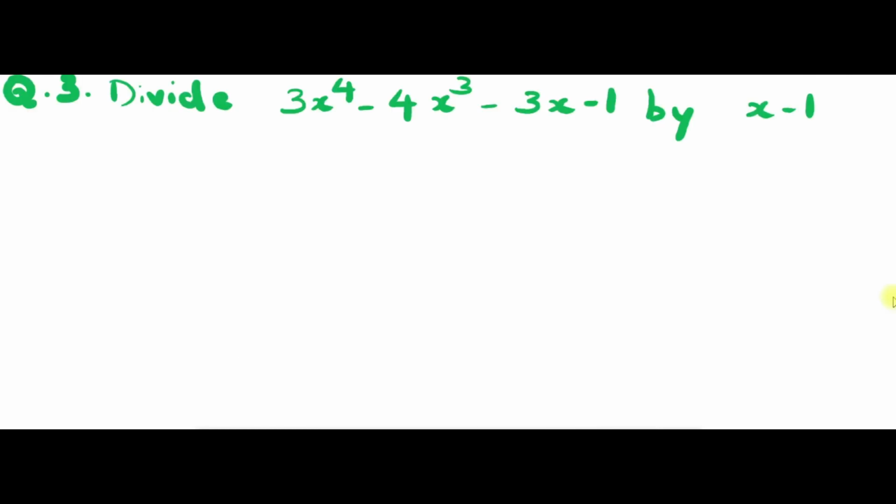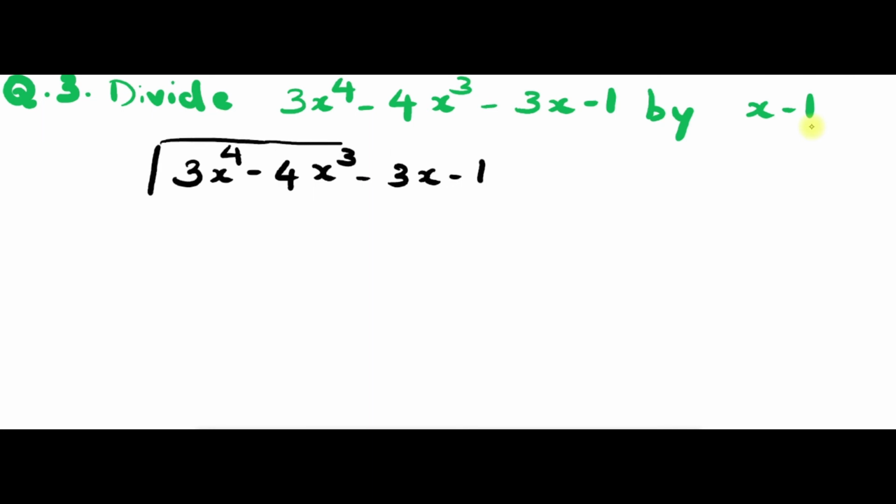We can go through one more question. Divide 3x raised to 4 minus 4x cube minus 3x minus 1 by x minus 1. Here the x square term is absent, so you have to consider that while doing the problem.